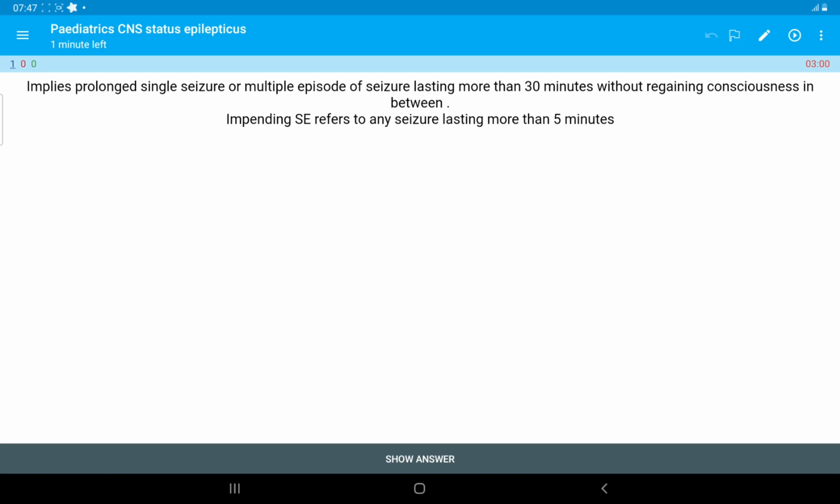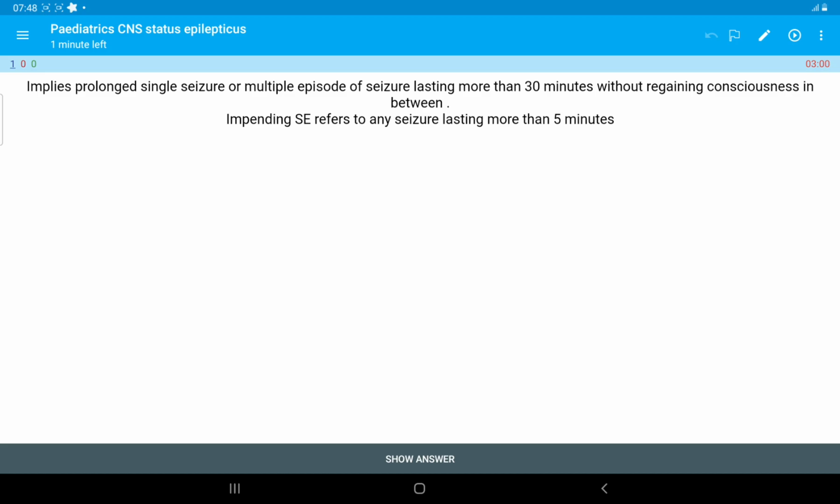Then we move further and investigate the patient. We investigate the child with CBC, RFT, LFT. In serum electrolytes we look for sodium, potassium, calcium, magnesium, and glucose, with glucose checked through a random blood sugar test. Then we can do CT scan, MRI, EEG, ECG. We can also do toxicological screening, because sometimes drugs might cause these things.